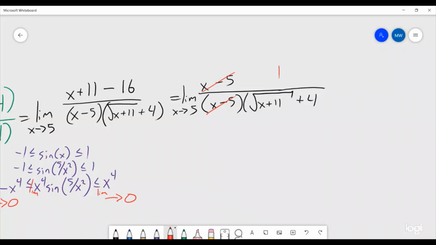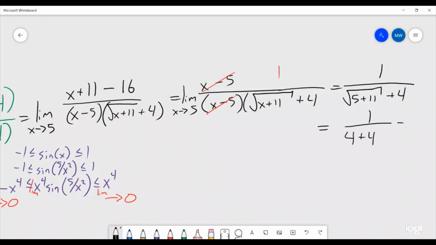Now, this isn't one of those limit laws directly, but this is a combination of the quotient law, the square root law, and the addition laws, and then the substitution law. So we are able to end up substituting here, and this is going to be 1 over the square root of 5 plus 11 plus 4, which is 1 over the square root of 16, which is 4, plus 4. So this is 1/8. Great. We were able to figure that one out.